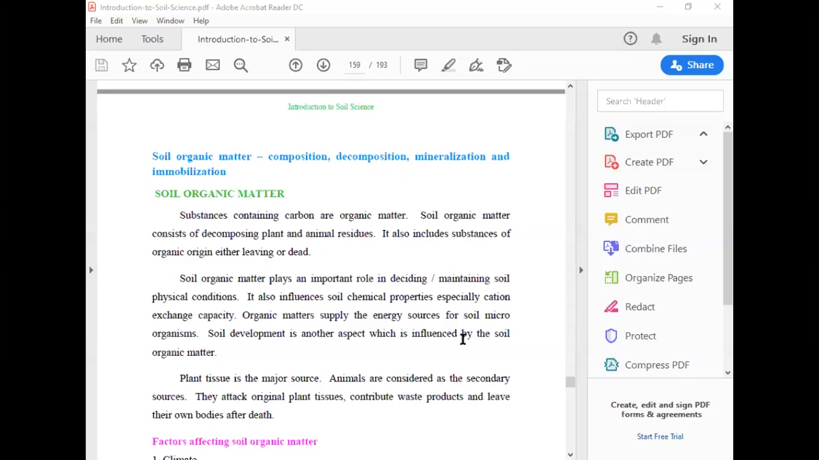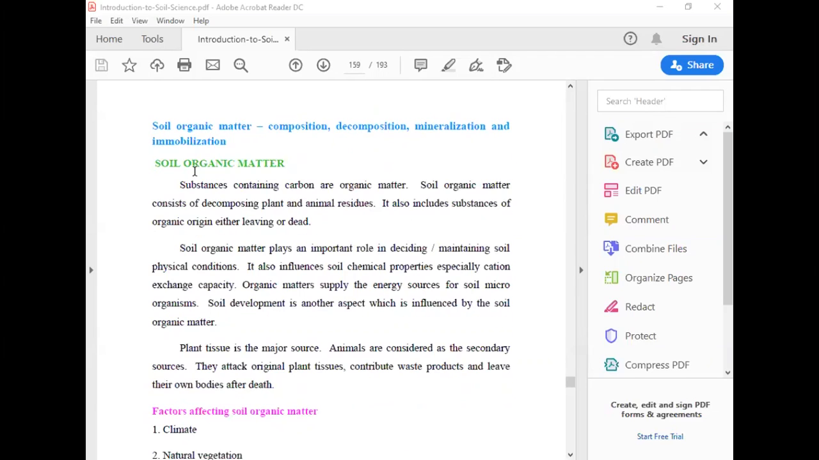The next topic is decomposition of soil organic matter. Mineralization and demineralization.